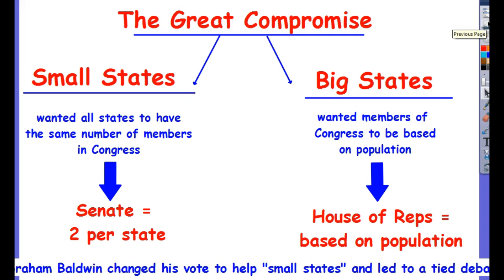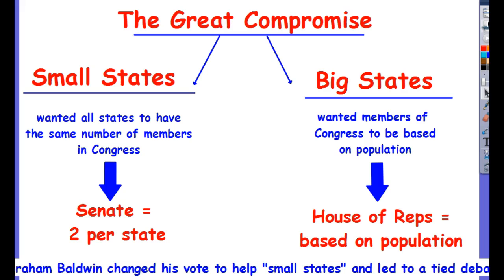The Great Compromise. Basically, you have small states and large states, and they were trying to figure out how representation was going to be based. Small states said it needed to be a set number, and obviously that would help them out because they don't have as many people to count for population. Big states, on the other hand, said no, it should be based on population. We have all of these people, and we need to represent them correctly. Well, they went to a vote, small states and big states. Abraham Baldwin tied up the voting with a small states vote.